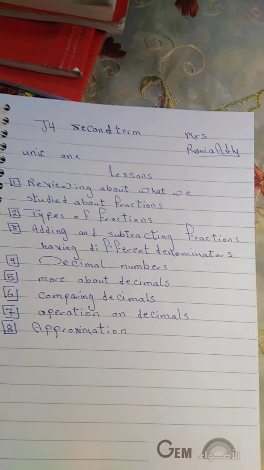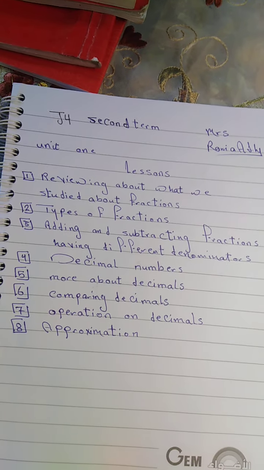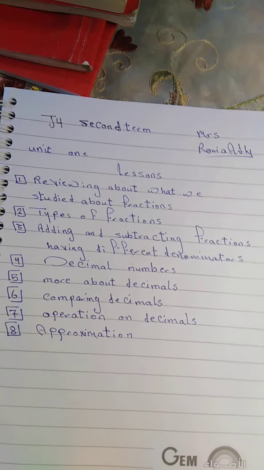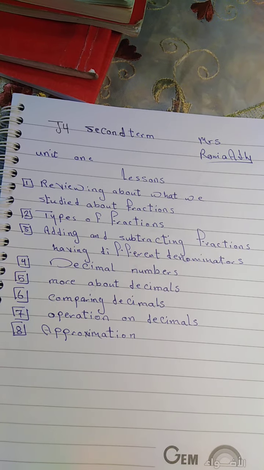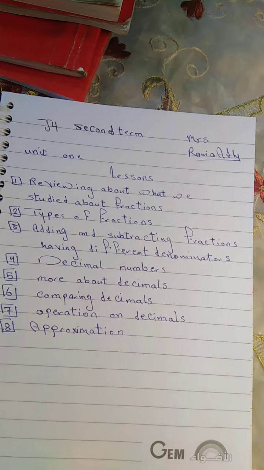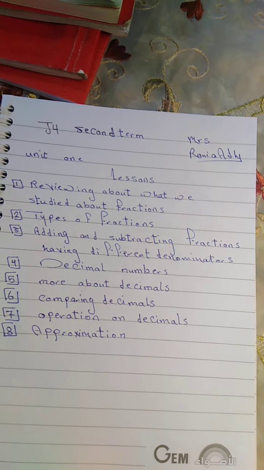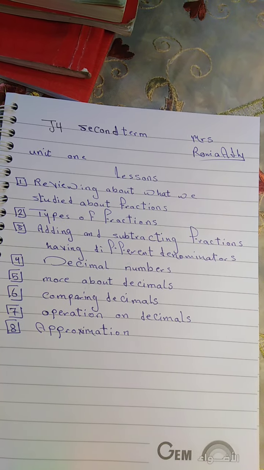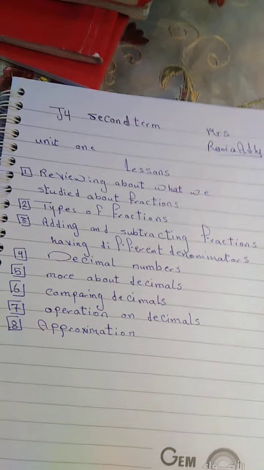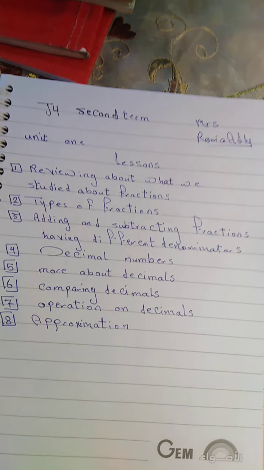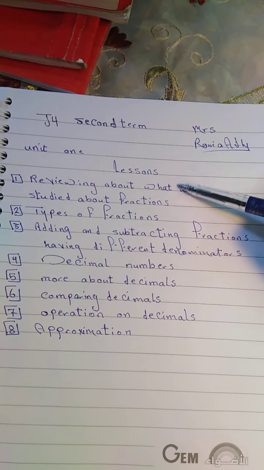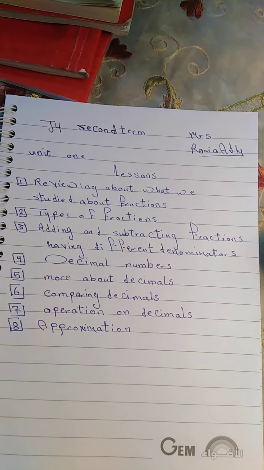And the 6th lesson was about comparing and ordering decimals. The 7th was about operations: how can we add or subtract decimals? The last of our unit was about approximation or rounding. So, we have 8 lessons.